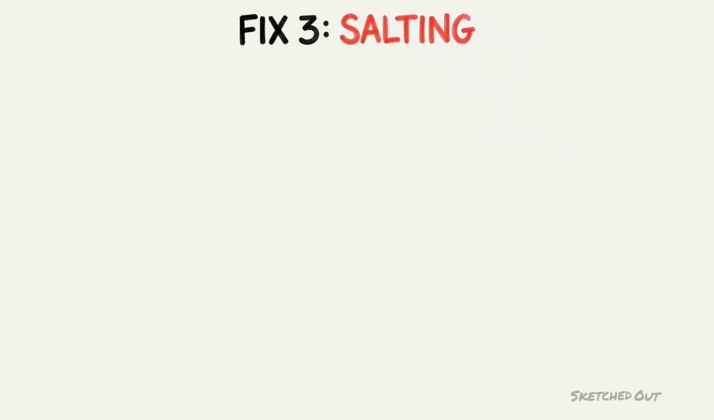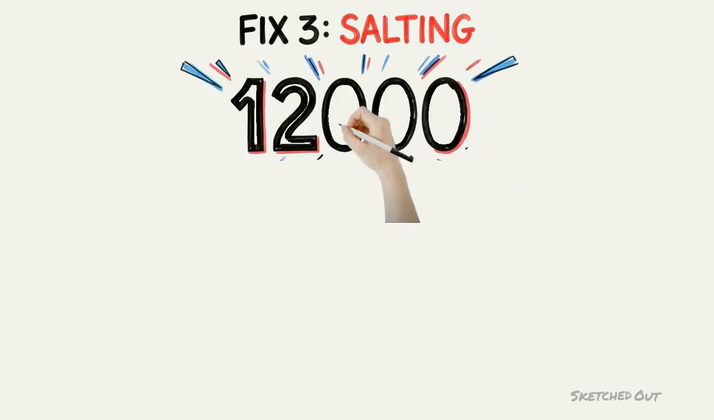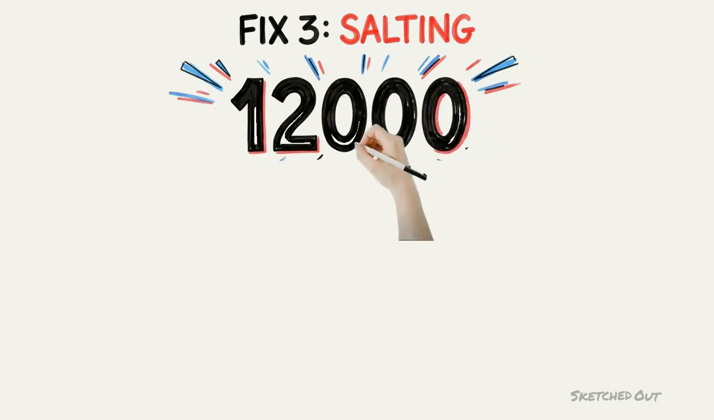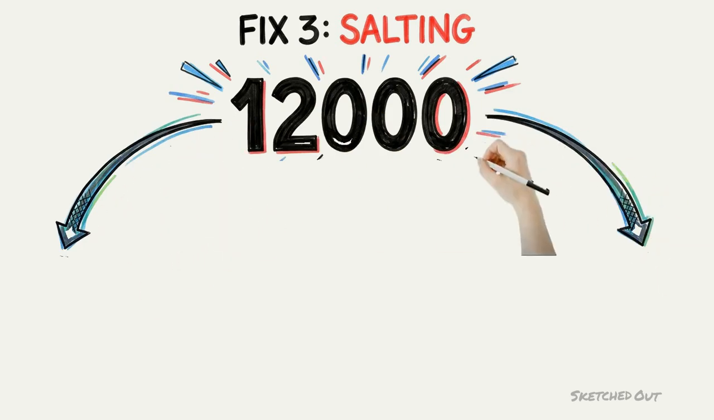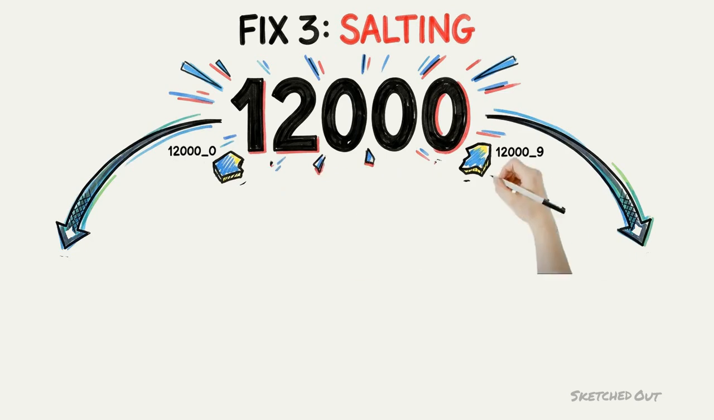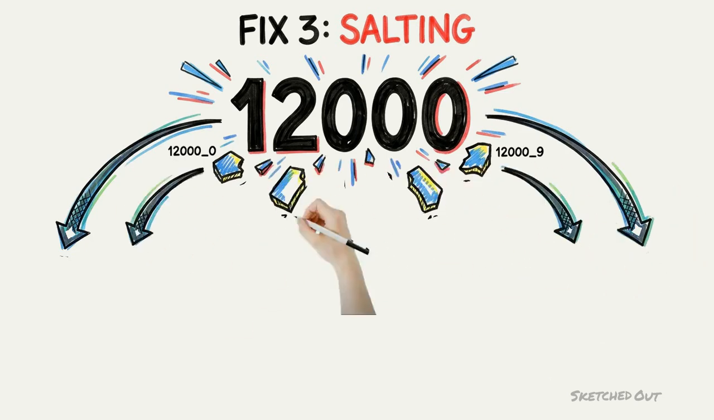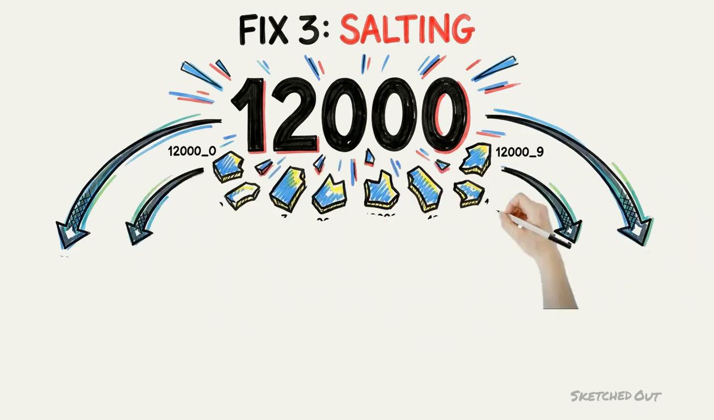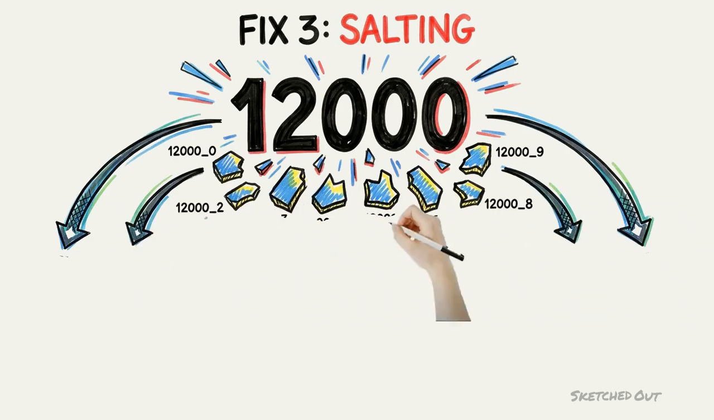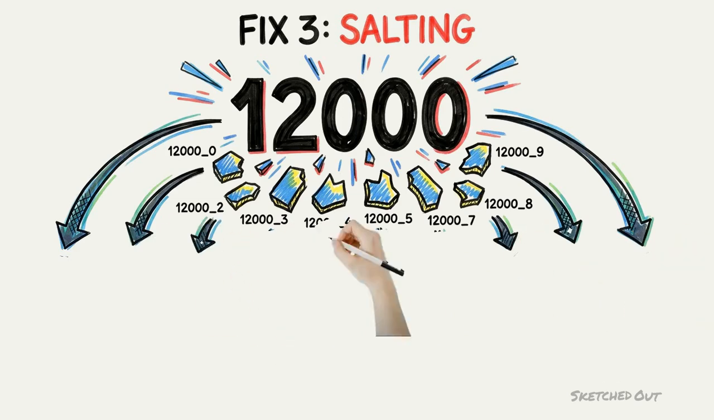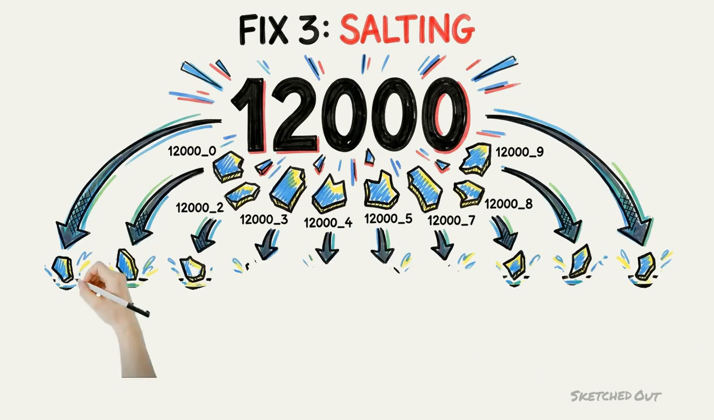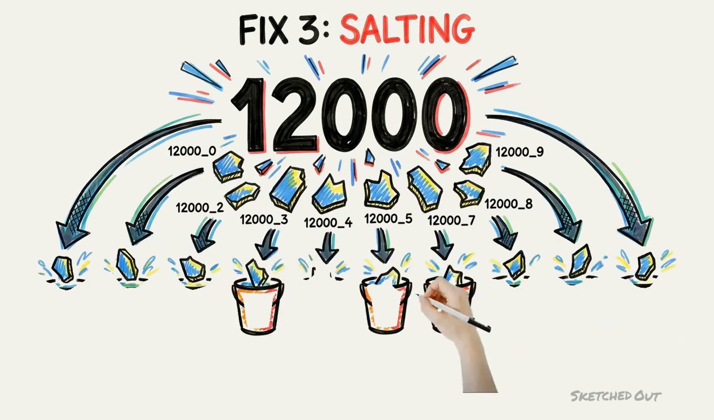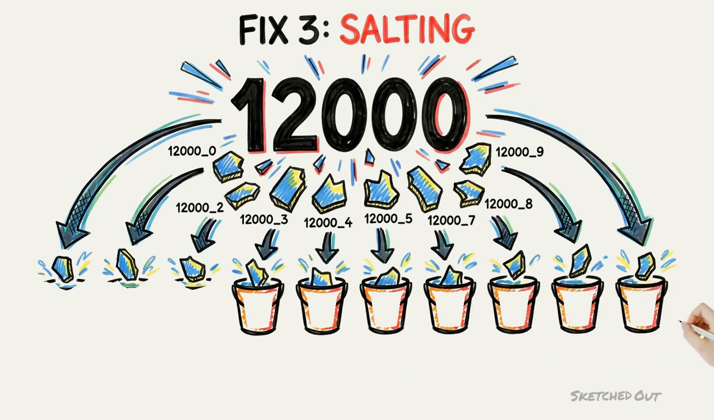This is the general fix for skew where you cannot isolate the hotkey. The idea is to artificially break the hotkey into smaller pieces by appending a random suffix. Take merchant ID 12,000, and instead of one key, create 12,000_0, 12,000_1, up to 12,000_9, for example. Each suffix lands in a different partition. The 40% concentration becomes 10 separate partitions, each holding 4%.